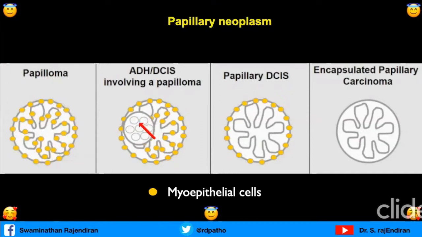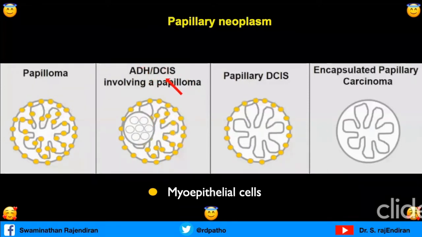Whenever you don't see myoepithelial cells, you have to quantitate. If myoepithelial cells are seen only in the periphery, not in the center, then it is DCIS, and because of the papillary pattern, this is papillary DCIS. But look here, when the myoepithelial cells are absent only in part of the papilloma, for example here probably 1/3 of the papilloma doesn't show myoepithelial cells, then it will become ADH involving the papilloma, or DCIS involving the papilloma when it is more than 1/3 of the area.